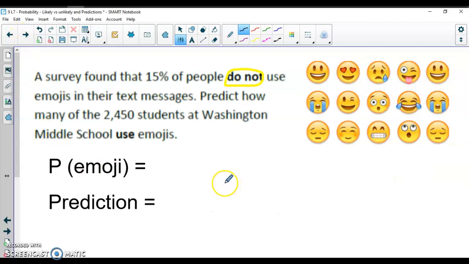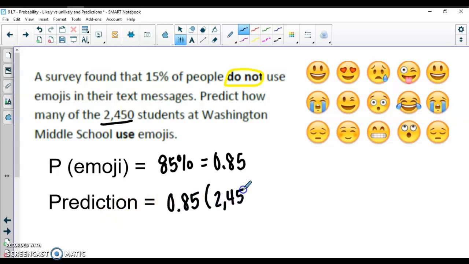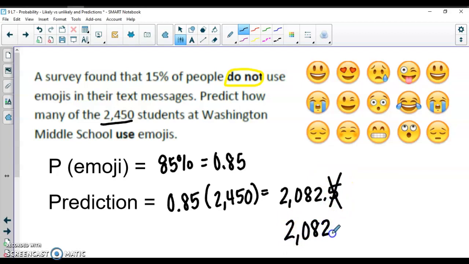A survey found that 15% of people do not use emojis in their text messages. Predict how many of the 2,450 students at Washington Middle School use them. So if 15% of people do not use them, the probability that people use an emoji is 85%, or 0.85, which is going to be easier for us to use because to make our prediction, we take our probability and we multiply by the larger sample size. So 0.85 times 2,450, I get 2,082.5. But I can't have 0.5 of a person, so I go ahead and look at how many whole people I have, which is 2,082 people.